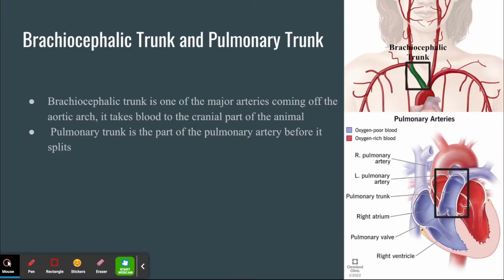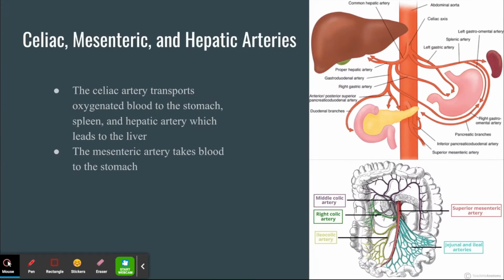The brachiocephalic trunk branches off the aortic arch and brings blood to the cranial part of the animal. The pulmonary trunk is part of the pulmonary artery before it splits. There's the celiac artery, which transports oxygenated blood to the stomach, spleen, and hepatic artery, which leads to the liver. Then there's the mesenteric artery, which takes blood to the stomach.